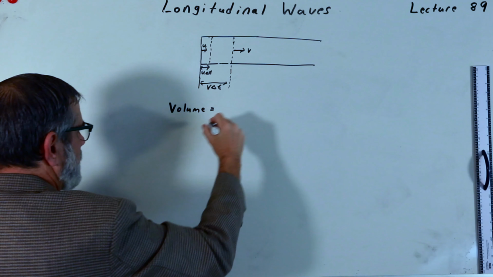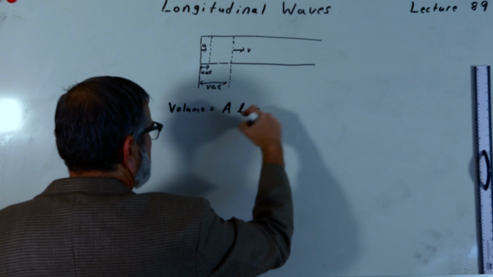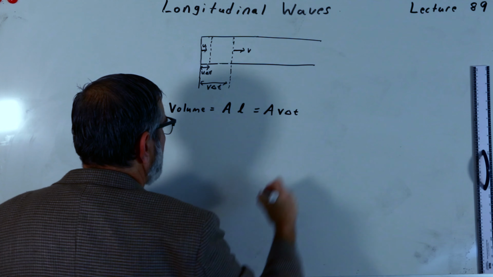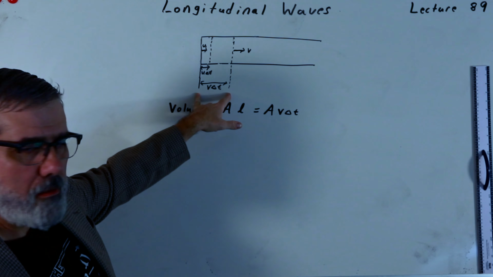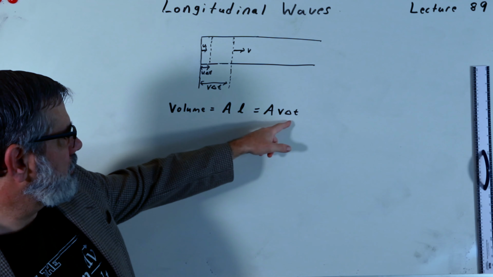So the volume is going to be equal to the cross-sectional area times some distance L, right? But this distance L is just this v delta t here, right? V delta t. So this is the volume element we're considering. This little volume element right here. The cross-sectional area is a constant on this rod, and so we get this.